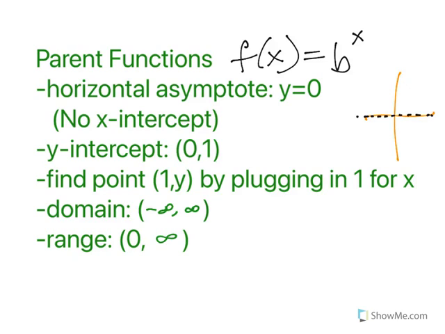We do have a y-intercept at 0, 1. That is where the graph will cross the y-axis. We'll find the rest of the points first. We're going to plug in 1 for x and solve for y, and then find other points as needed. The domain is all reals, negative infinity to positive infinity. And because we have this y equals 0 horizontal asymptote, our range starts at 0 and goes to infinity. So the possible y values are 0 to infinity.